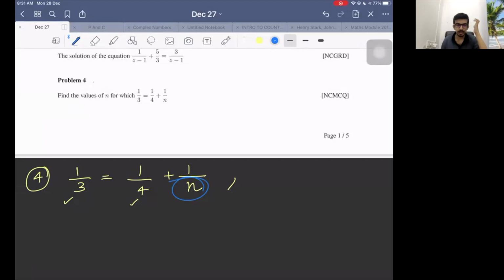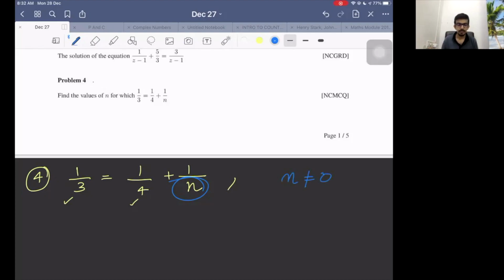Please get this right. We are just looking at the denominator and saying that my denominator cannot be 0. That's all. The only denominator that we are concerned of is n, right? So your n cannot be 0. That's all.